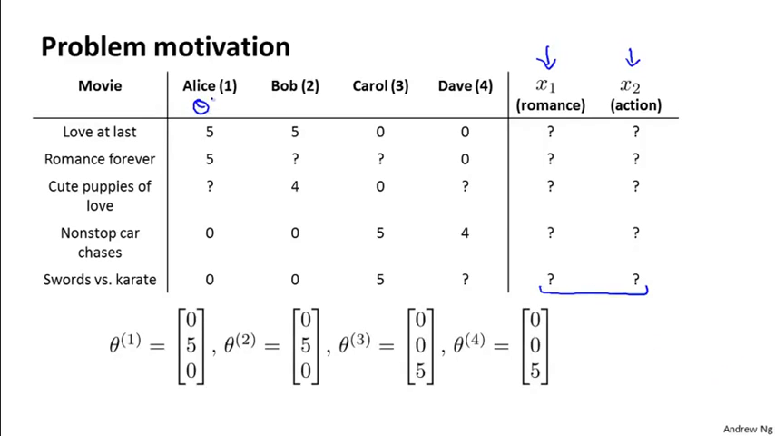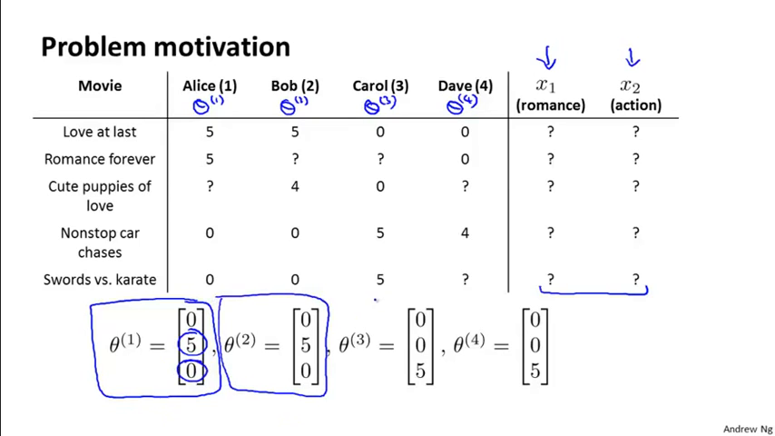So Alice has associated a parameter vector theta1, Bob theta2, Carol theta3, Dave theta4. And let's say Alice tells us that she really likes romantic movies, and so there's a 5 there, which is the multiplier associated with x1. And let's say Alice tells us she really doesn't like action movies, and so there's a 0 there. And Bob tells us something similar, so we have theta2 over here. Whereas Carol tells us that she really likes action movies, which is why there's a 5 there. That's the multiplier associated with x2. Remember, there's also x0 equals 1. Let's say that Carol tells us she doesn't like romantic movies, and so on.